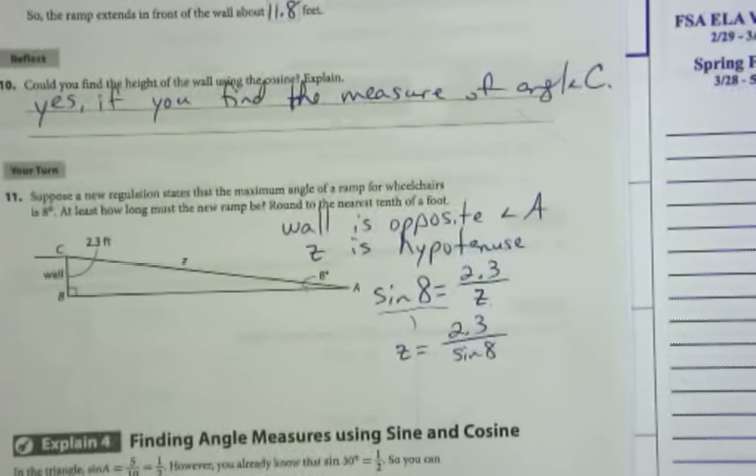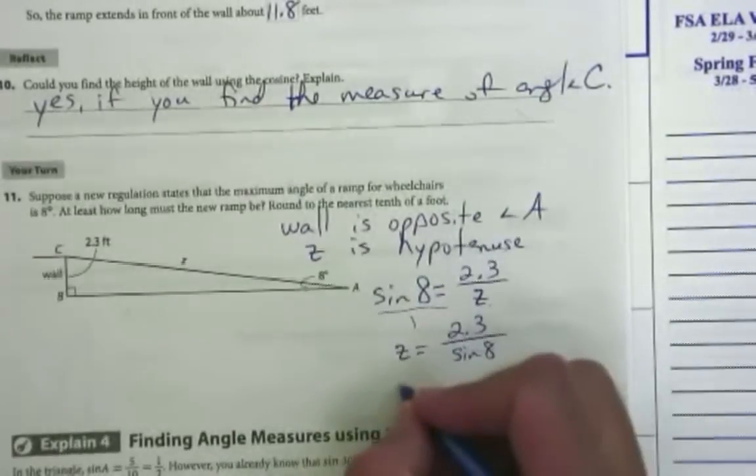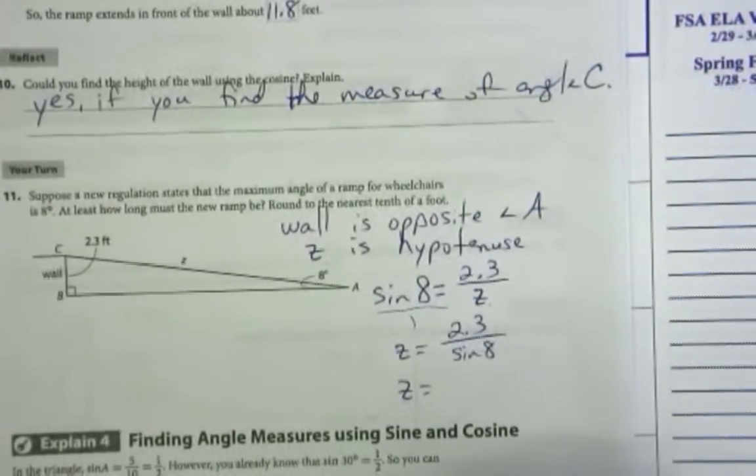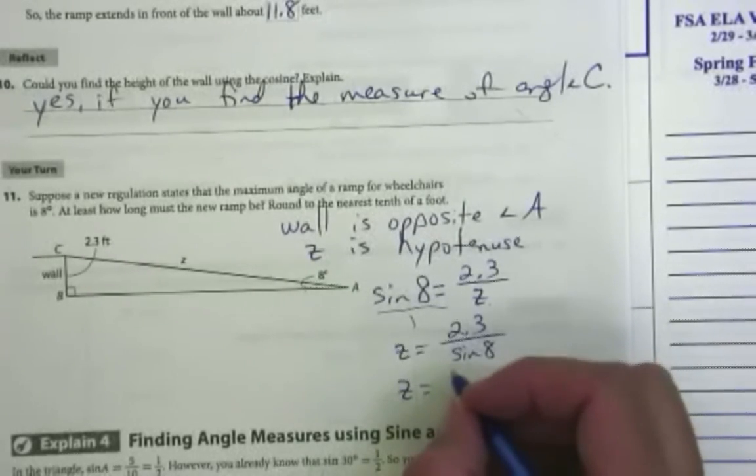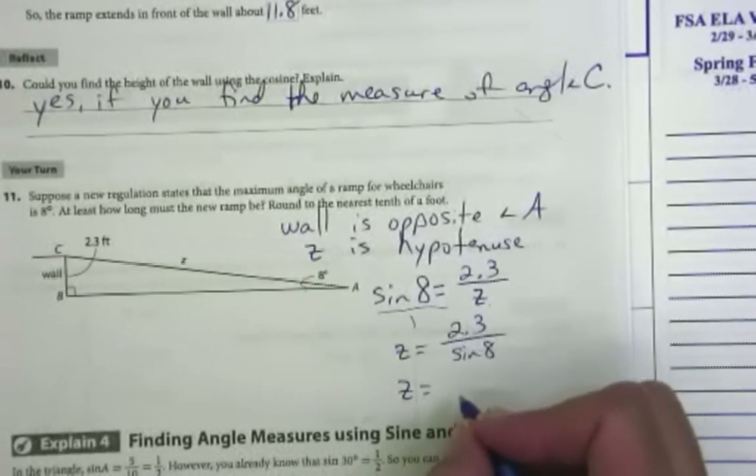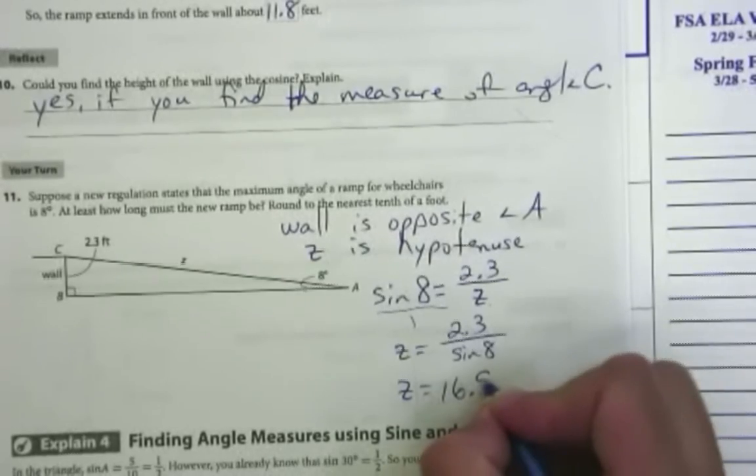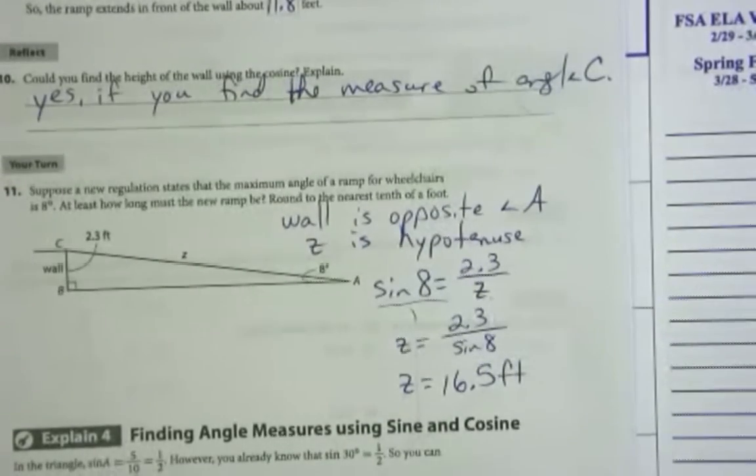So in your calculator, you take 2.3 divided by the sine of 8, and you get that the ramp is going to be, when I round to the nearest tenth of a foot, 16.5 feet.